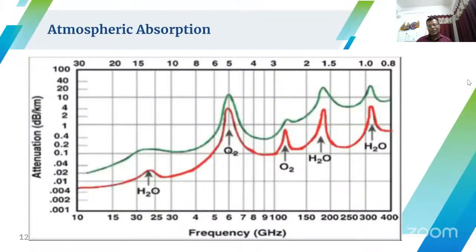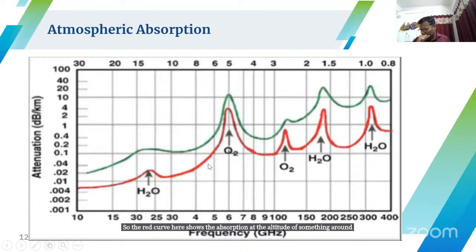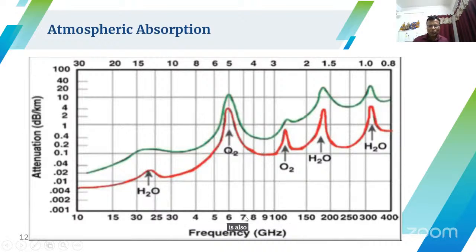Then another major effect with the millimetric wave is the absorption by atmosphere. So the red curve here shows the absorption at an altitude of something around 9 kilometers, whereas the green one shows it at sea level. We can see that as the frequency goes up, the atmospheric absorption also increases, and it goes as high as something around 10 dB per kilometer. So if we see a distance of 10 kilometers, almost 100 dB loss is there. So we will not be able to have a very good communication. We will not be able to receive the signal for a longer distance.